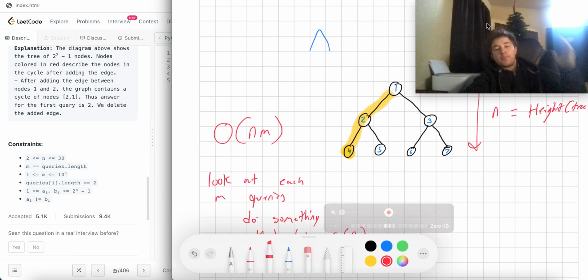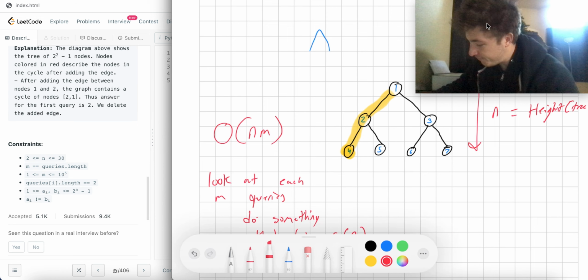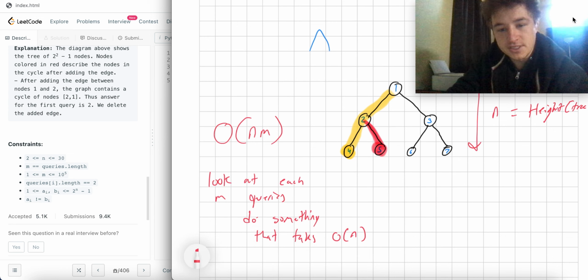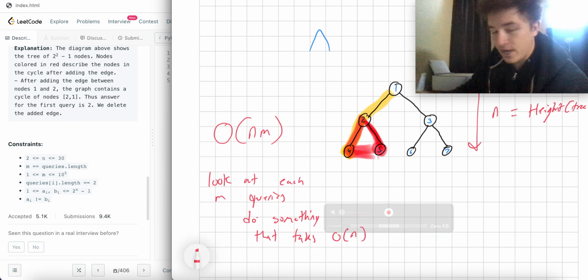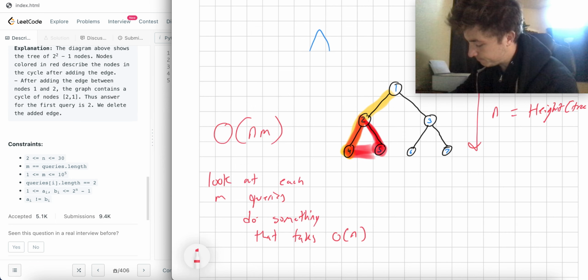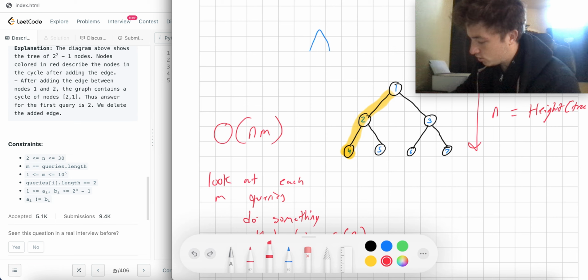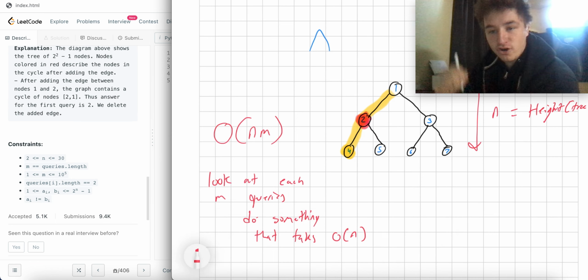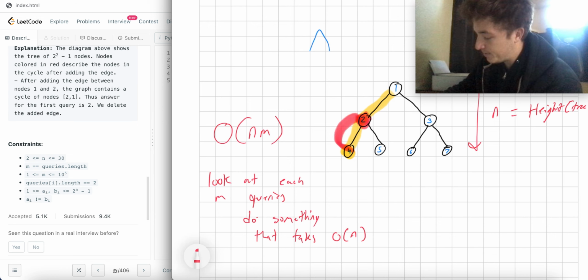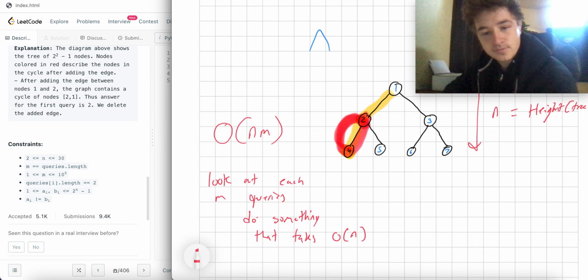So 4 has a path to the root. 5 has a path to the root. Oh, well, since they meet here, we know that if 4 was to connect to 5, we'd have a link like this. 2 has a path to the root. Since 2 is already connected to 4's path to the root, they'd have a link like this, of link 2.